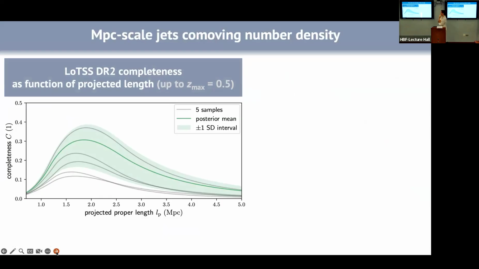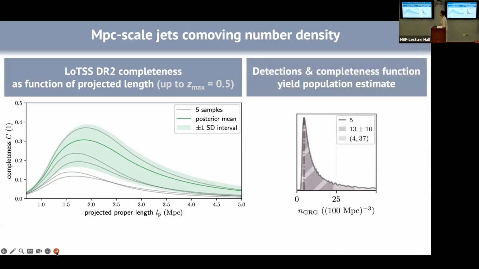Then, using those constraints on the selection effects, we could infer for our sample the completeness of our LOFAR survey as a function of length of the jet, which indicates that at multi-megaparsec lengths, we only catch about 10% or so of the jets. And if you have an estimate of your completeness and you know how many you've actually found, you can infer the intrinsic population. And this is the posterior over that.